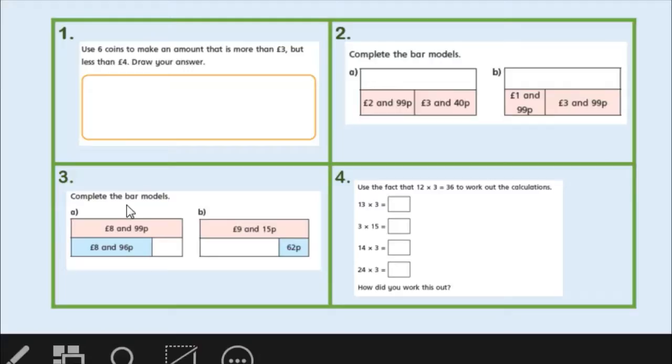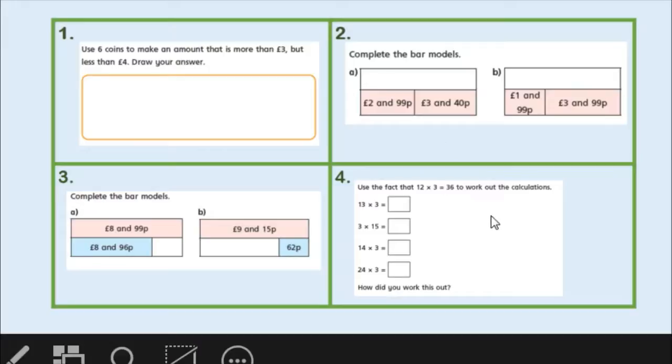And then number 3, complete the bar model. We know what the whole amount is for each of these, but we only have one part of it. The whole bar, the whole amount, is £8.99. A good chunk of that is £8.96. So what's that little part going to be there? You've just got to find the difference. Then B, we've got £9.15 as your whole amount. Just 62p is part of that. So what's the missing amount there?